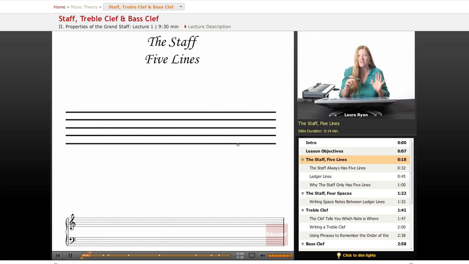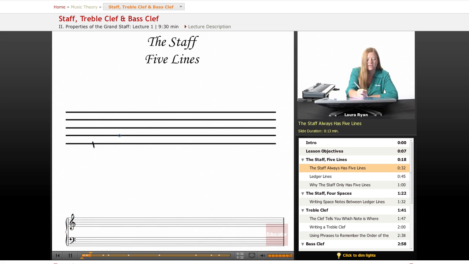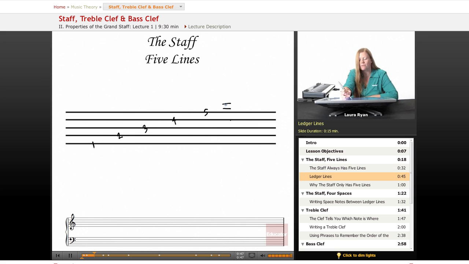The staff has 5 lines. 1, 2, 3, 4, 5. Okay, always 5, never 6, 7, 8, 9. There's more notes though than there are lines. So what we do is have ledger lines. So if we have a note that's up here or down here, which happens a lot, we write a little mini line and then write the note in that line.